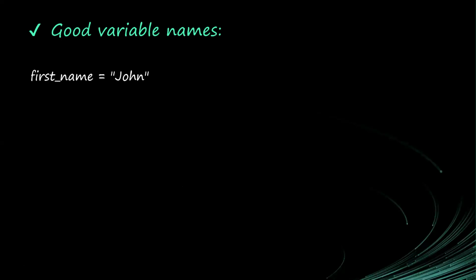So for good variable names, first, underscore. When you have two or three words that are supposed to go together as a name, you use underscore to separate them. First name, use underscore to separate them. User age, use underscore to separate them. Is logged in, you use underscore to separate them.